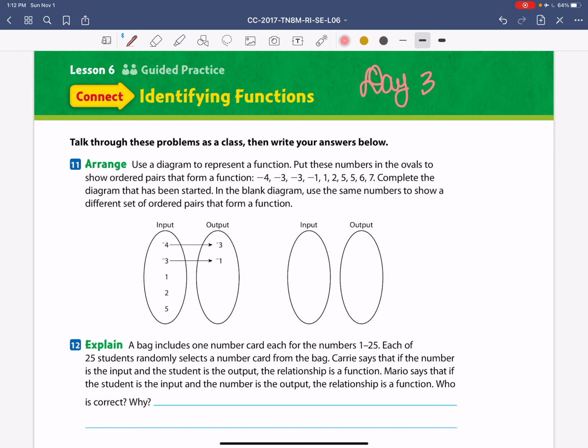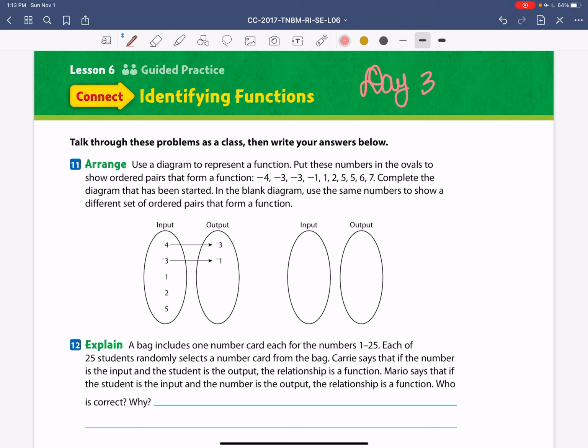Number 1, arrange. Use a diagram to represent a function. Put these numbers in the ovals to show ordered pairs that form a function. So we have -4, -3, another -3, -1, 1, 2, 5, 5, 6, 7. Complete the diagram that has been started. In the blank diagram, use the same numbers to show a different set of ordered pairs that form a function.